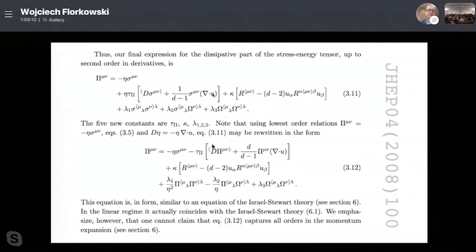But they have also the term which goes like a product of two σ's. You can contract two σ's with one index. So you can still have a tensor which is rank two, symmetric, orthogonal, traceless in μ and ν. And now what happens? So this is the gradient expansion, the pure gradient expansion.